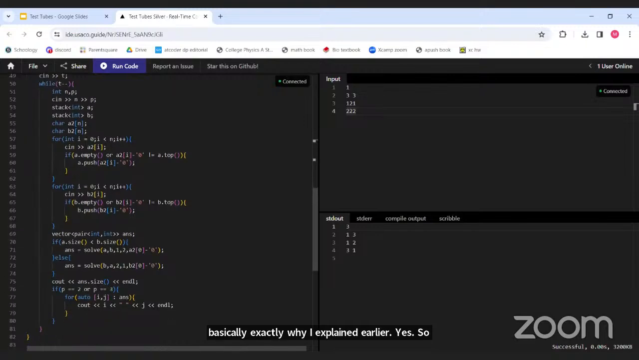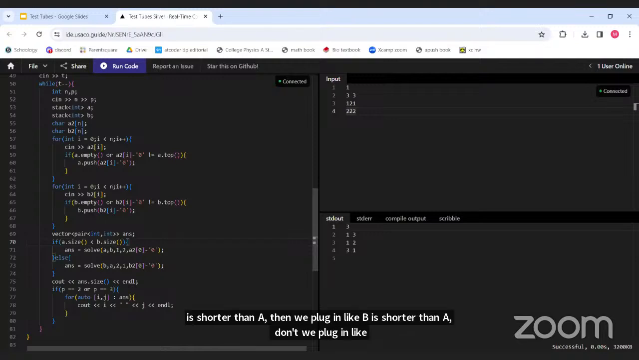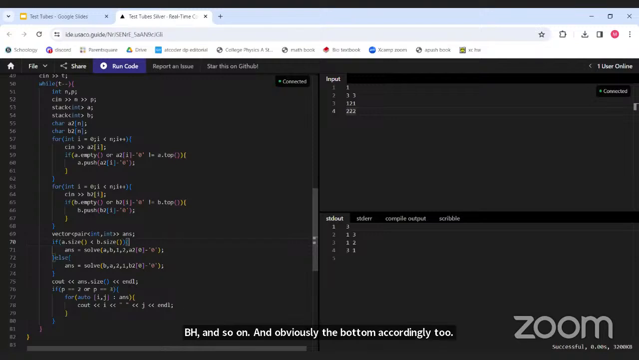Returning to the bottom here, the way we call our solve function is that if stack A, the first input, is shorter than the second test tube they give you, then we plug it in as normal: A is the shorter tube, and B is the longer tube. But if B is shorter than A, then we plug in B as the shorter tube, and so on, and obviously the bottom accordingly too. Then we output the answer. Does anybody have any questions about the code?